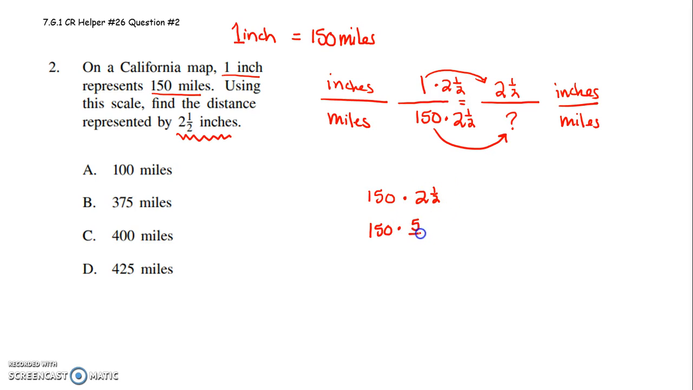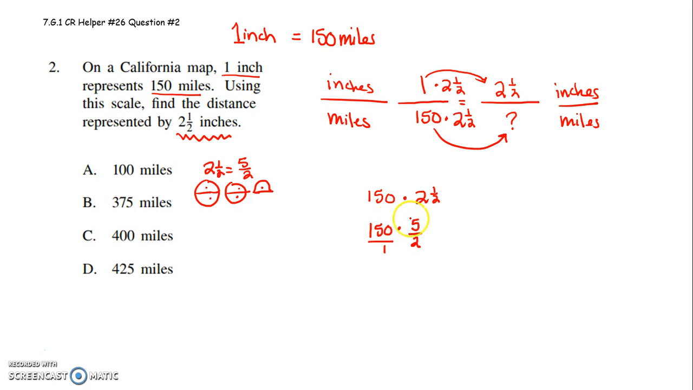2 times 2 is 4, and 1 more is 5. So 2.5 is the same as 5 halves. I've drawn visuals, 1, 2, and another half is 1, 2, 3, 4, 5. 5 what? 5 halves. Oops, equals 5 halves. That extra half is pretty ugly, but oh well. And so 150 is the same as 150 over 1.